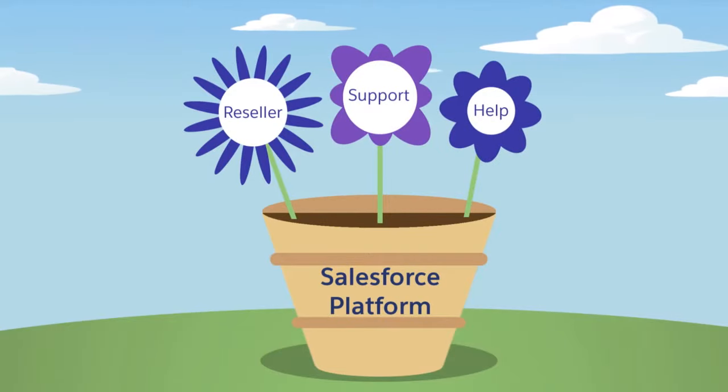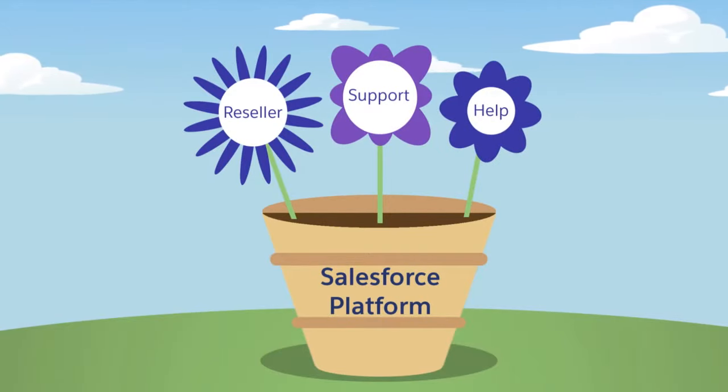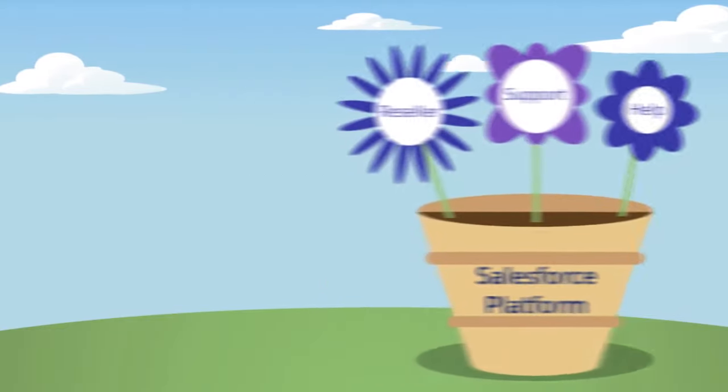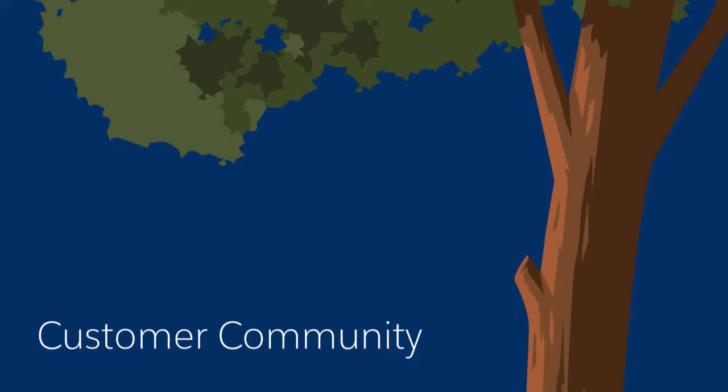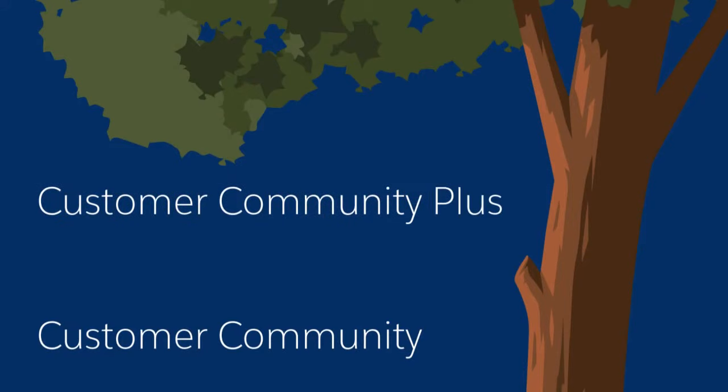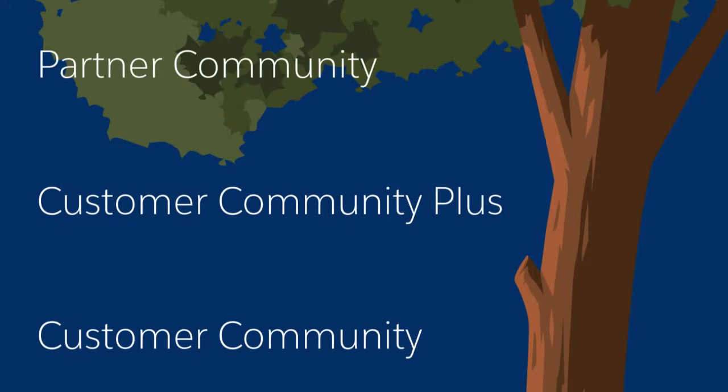In order to fully understand how communities work in an org, we have to learn a bit more about community license types. There are 3 tiers of licenses: Customer Community, Customer Community Plus, and Partner Community. Each solves a particular use case. Choosing the right community licenses, used exclusively for external users, is one of the most critical decisions for any community project. Let's see how they work.